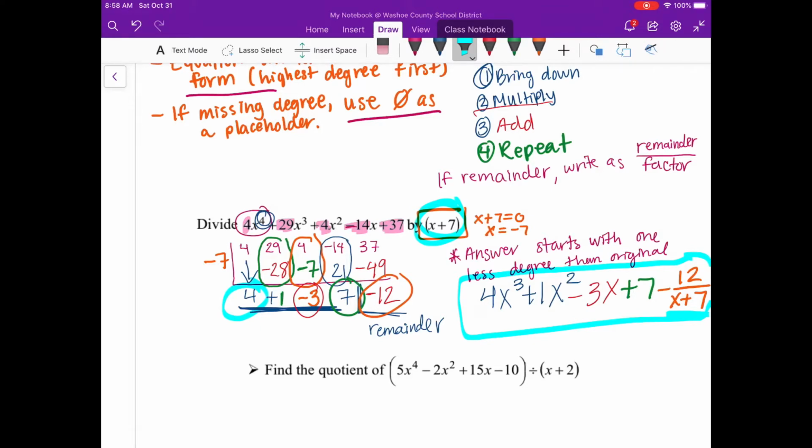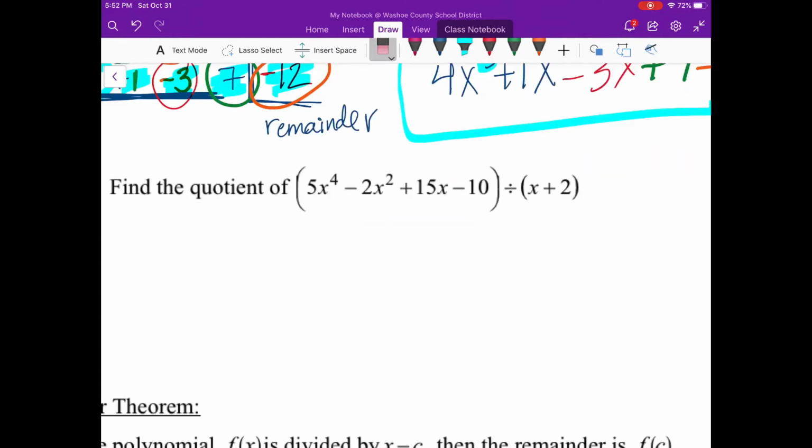The purpose of synthetic division is to take away a degree. You're dividing, you're making it smaller. So because I started with x to the 4th, my answer is going to start with x to the 3rd, and these numbers become the new coefficients for my new polynomial that I found.